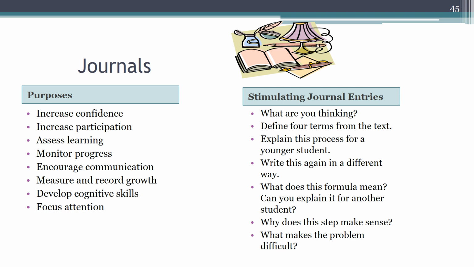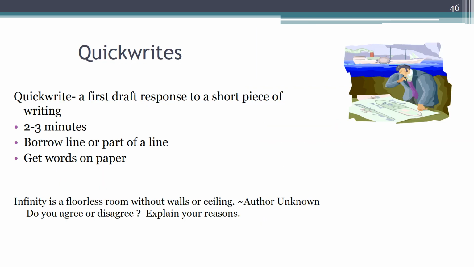Okay. Journals, a way that every student can communicate their thoughts and feelings, and they have a record of their learning. What are you thinking? Explain this process for someone who's younger. What does the formula mean? Why does this step make sense? Okay, so you can ask them questions.